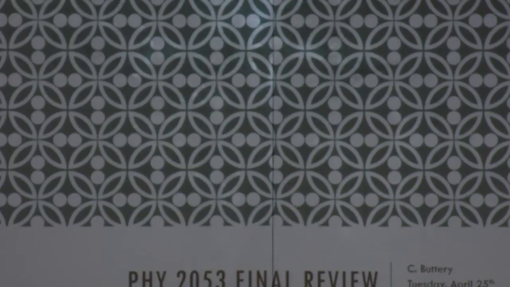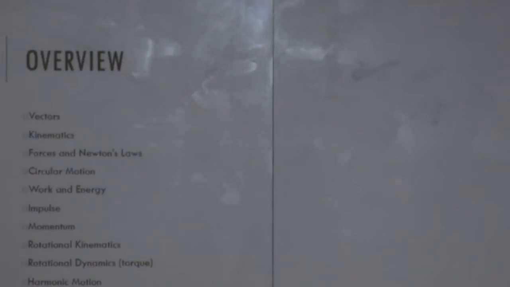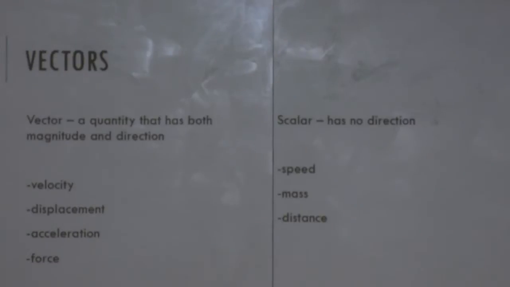Here it is. This is what we're talking about, if you were in the room, I'm sorry. So today we're going to talk about all the things that you've done in class so far: vectors, kinematics, forces and Newton's laws, circular motion, work and energy, impulse, momentum, rotational kinematics, rotational dynamics, and harmonic motion. Then I'll try to leave about 15 minutes at the end for clarification and stuff. Okay, so back to the beginning with vectors.